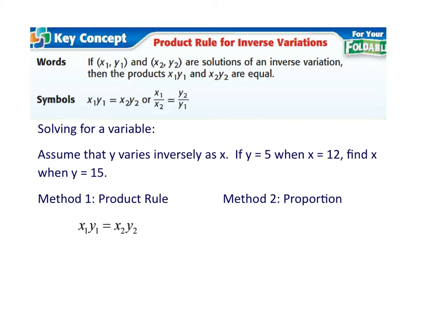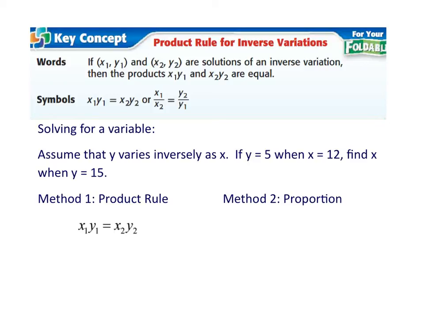Now we are going to go through a couple examples of where we are solving for a variable if we have inverse variation. So we're going to look at what's called the product rule for inverse variations, and there's two different product rules that you can use that you feel most comfortable with. So in words, if we have two ordered pairs and they are solutions of an inverse variation, then the products of both of those ordered pairs will be equal, which we've already looked at. In symbols, x sub 1 and y sub 1 multiplied together have to equal x sub 2 times y sub 2. Again, their constants have to be the same when you multiply those ordered pairs together.